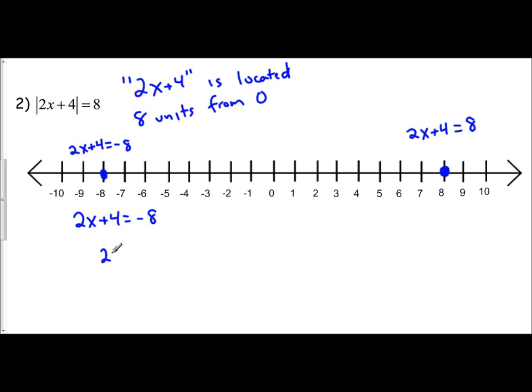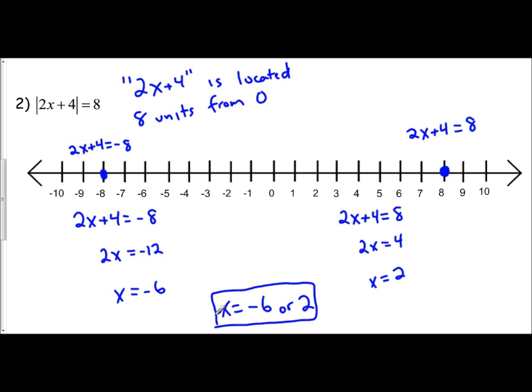So subtract 4, 2x is negative 12. Divide by 2, x is negative 6. The second is 2x plus 4 equals 8. And so subtract 4, 2x equals 4. And divide by 2, x equals 2. And so our answers, we have two of them. X equals negative 6 or 2.